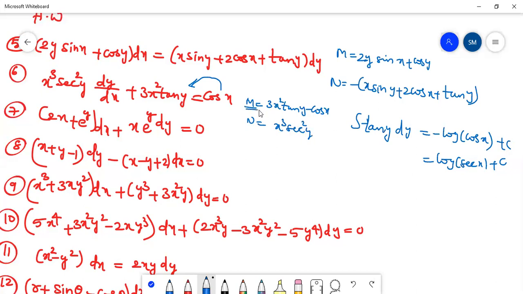N is differentiated with respect to x, y. Differentiating M with respect to y: the x term is a constant, tan y differentiation is secant square y. We get 3x square secant square y. N differentiated with respect to x: x cube derivative is 3x square, and secant square y is a constant there, so it is 3x square secant square y. Both are equal, so it is exact.